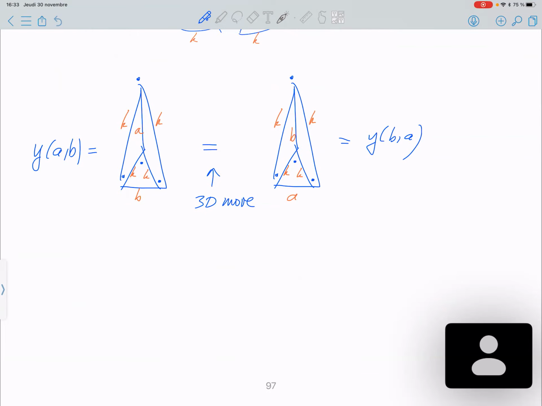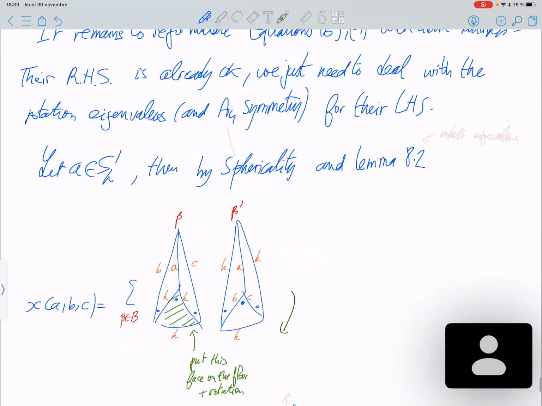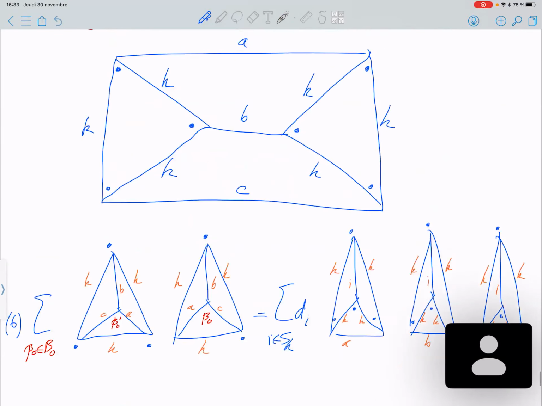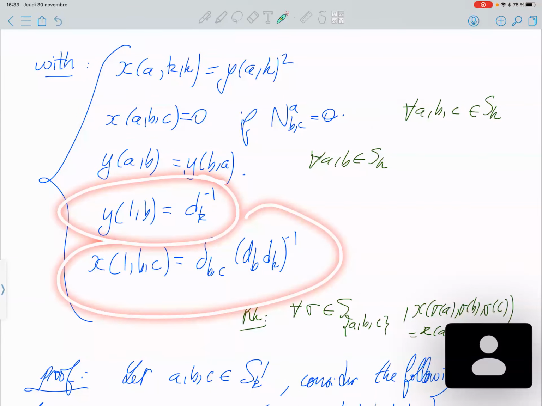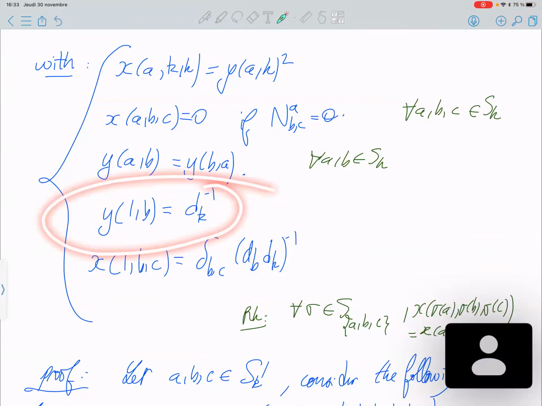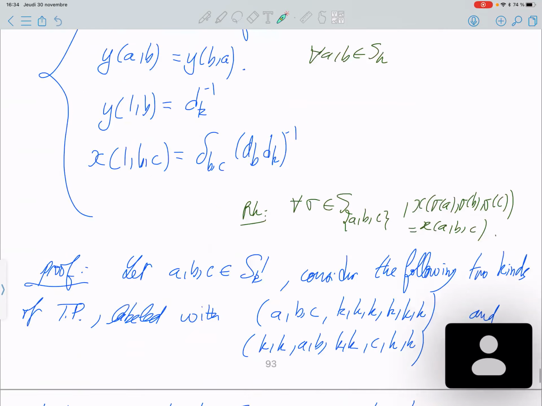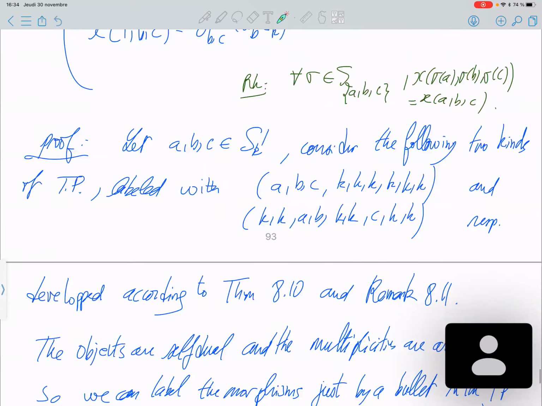Next, I want to explain this one. Where is it? This one, I will explain this one, and I will leave this one as an exercise. But in fact, the proof of this one is, yeah, a little bit more complicated. It's a little bit tricky. So you have to be careful. Okay. So let me explain this.